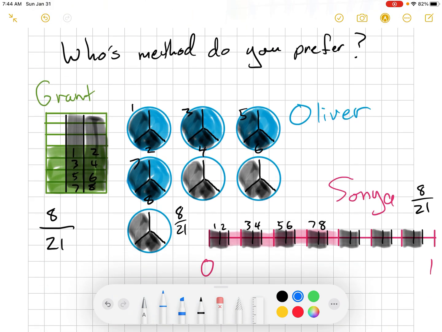So whose method do you prefer? Grant's, Oliver's, Sonia's? That's totally up to you, but there are times when each method might work a little bit better, right? Grant's might be easier to write, but Oliver's might be easier to represent with those circles, and sometimes Sonia's method, all drawn out into a line, works better. And the nice part is everybody has a unique view on this. So, if you have any questions, let me know.